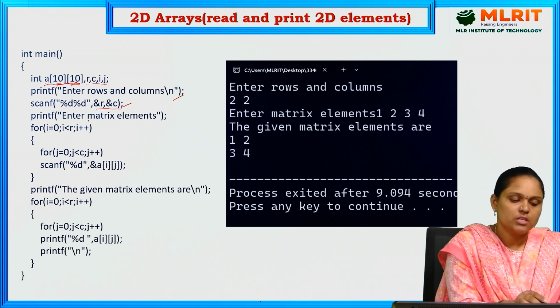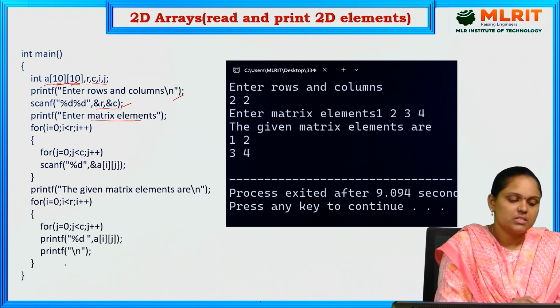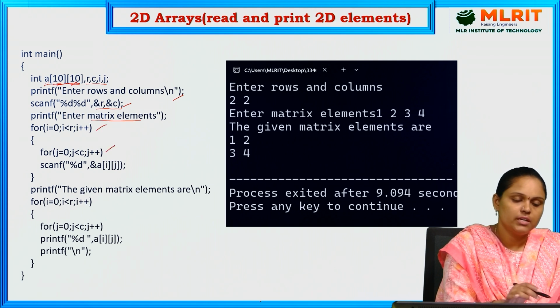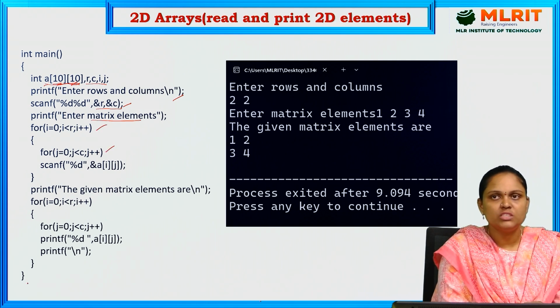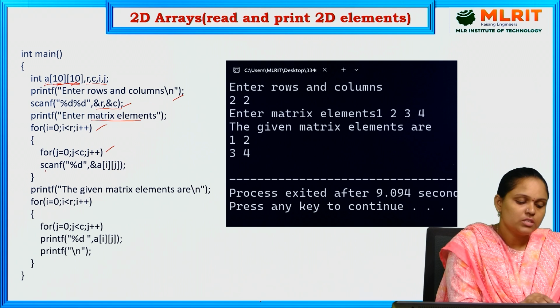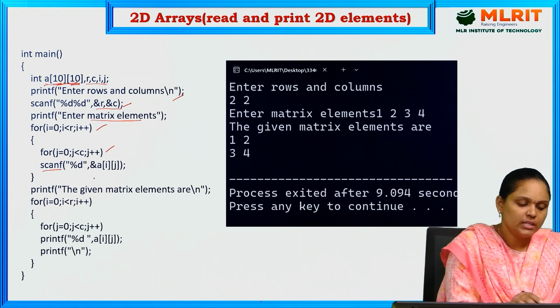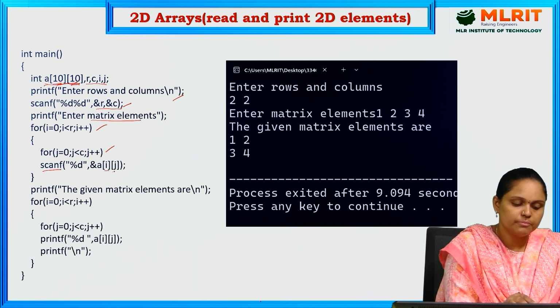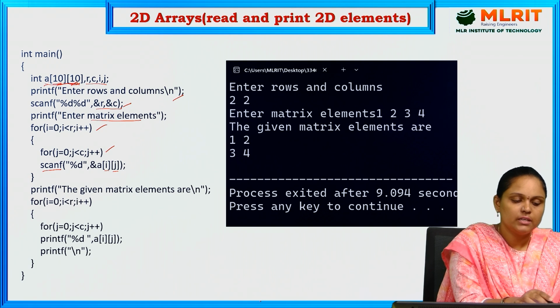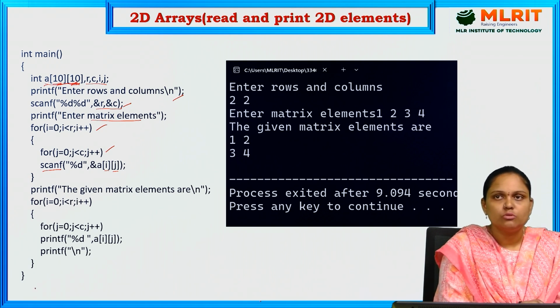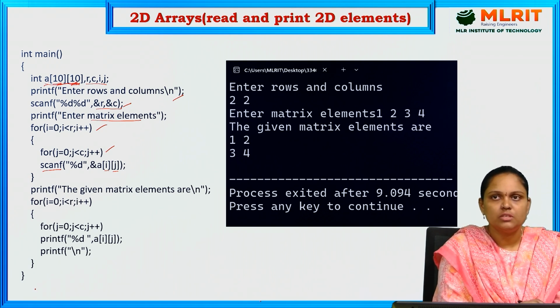And next we are asking to enter the matrix elements, and next by using these 2 for loops we are reading the matrix elements. One is for rows and the other one is for the columns. The first element will be read and stored at the address of A[i][j]. As we declared here A of 10, 10, so 10 rows, 10 columns, the memory will get allocated.